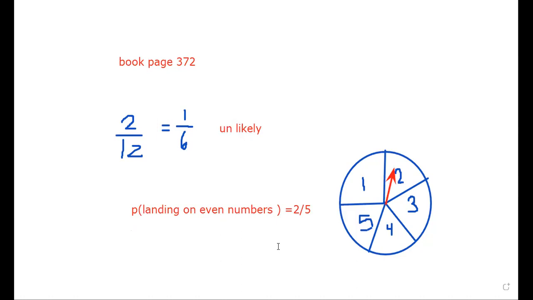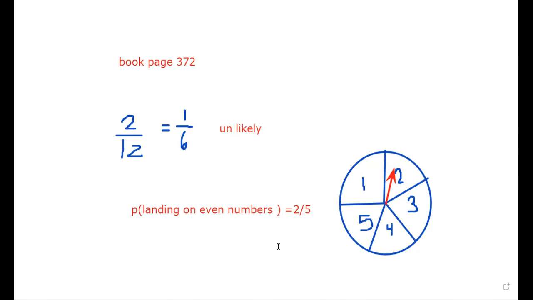Picking a diamond from a standard deck of playing cards, which has 13 cards in each of 4 suits: spades, hearts, diamonds, and clubs. Then what is the probability in this one? Picking a diamond from a standard deck. It will be 1 out of 4.